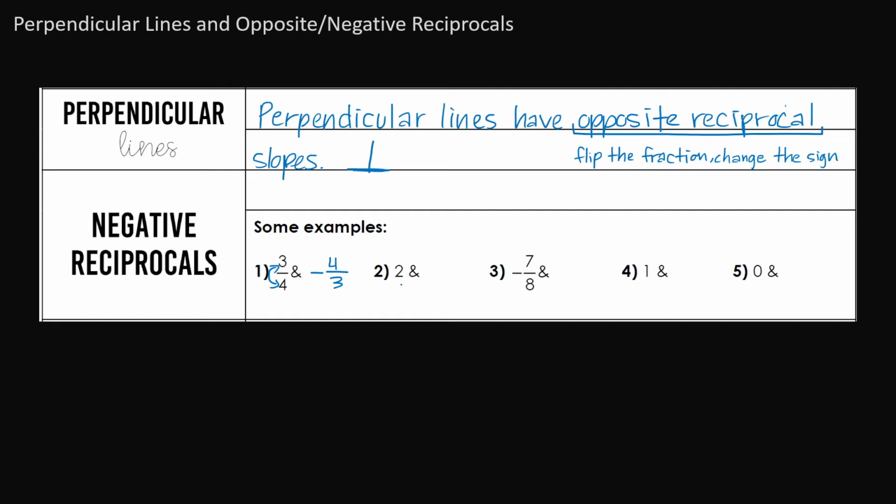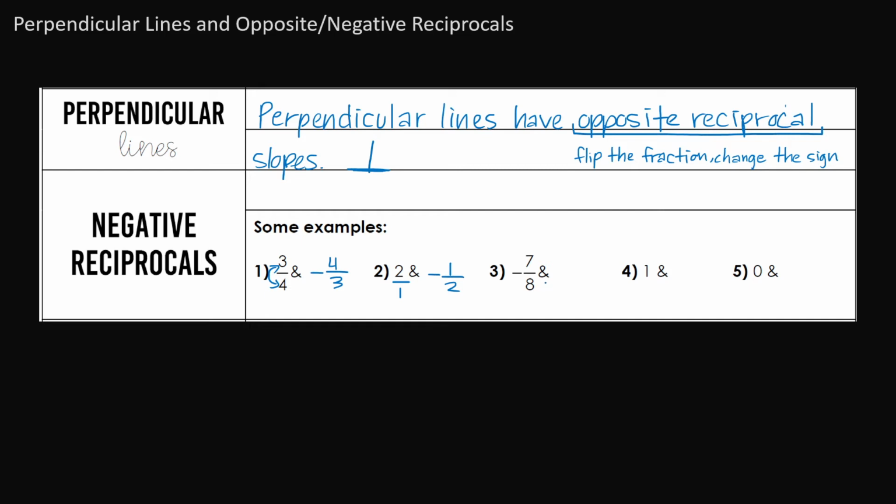Looking at number 2, if we find the opposite or negative reciprocal of 2, well, it might help us to write 2 as a fraction over 1. So we would change the sign, make it negative, and then flip the numerator and the denominator of this fraction. So 2 over 1 would be -1/2.